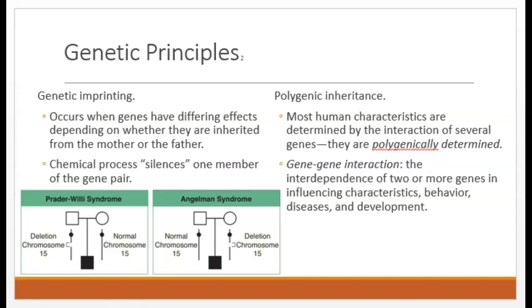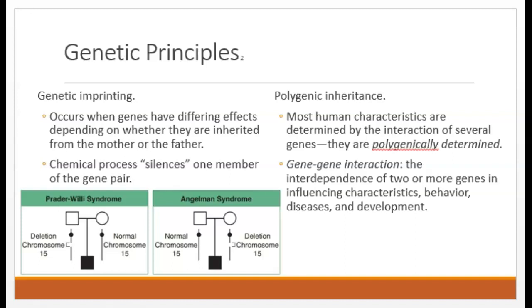Another thing we know about is genetic imprinting. This occurs when genes have differing effects depending upon whether they are inherited from the mother or the father. For example, there are 2 very different syndromes, Prader-Willi syndrome and Angelman syndrome, that are both caused by the same deletion in the same spot on chromosome 15. If the deletion was on the chromosome 15 that came from the father, then you get Prader-Willi syndrome. If the deletion was on the chromosome 15 that came from the mother, then you get Angelman syndrome. A chemical process appears to be silencing one member of a gene pair, creating different effects from the deletion.